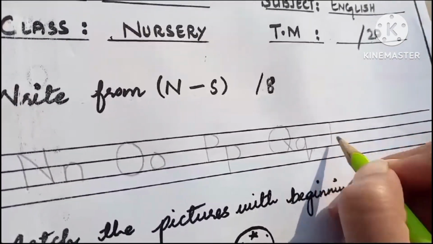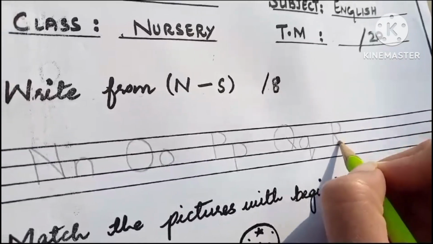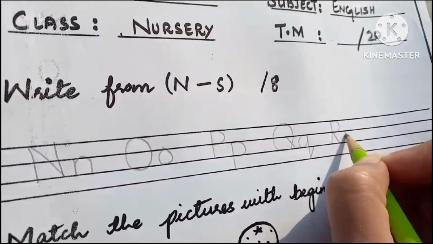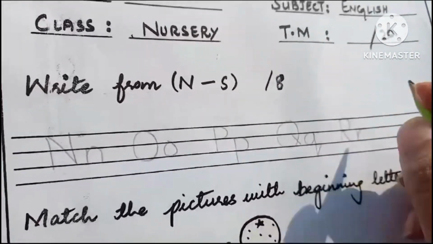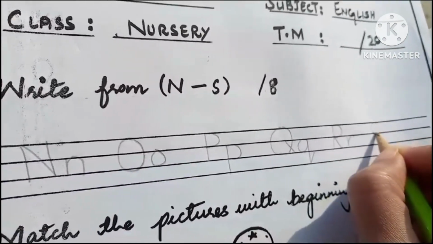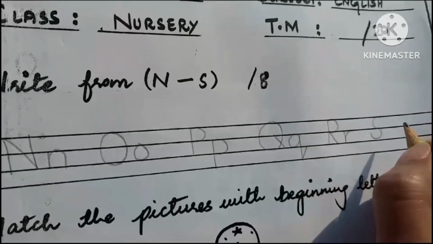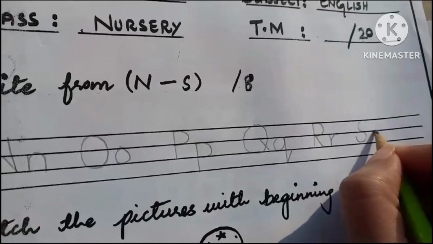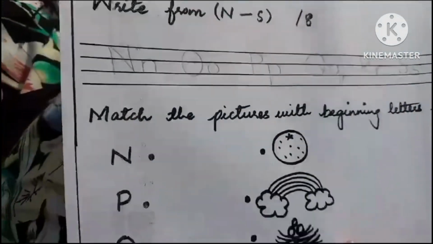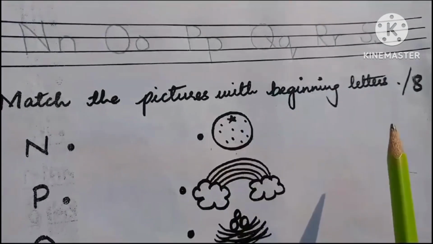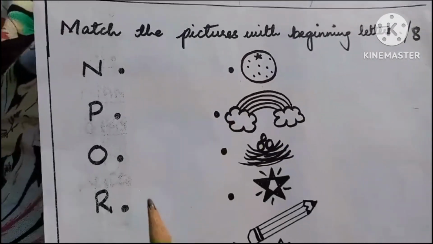R, capital R, small r, S, capital S, small s. Then match the pictures with the beginning letters.